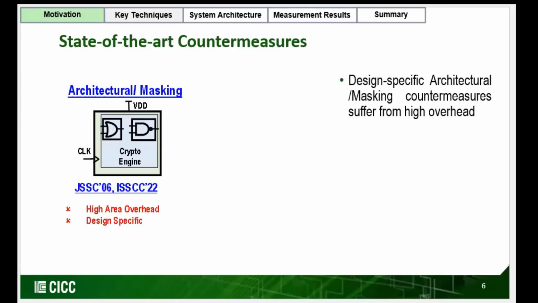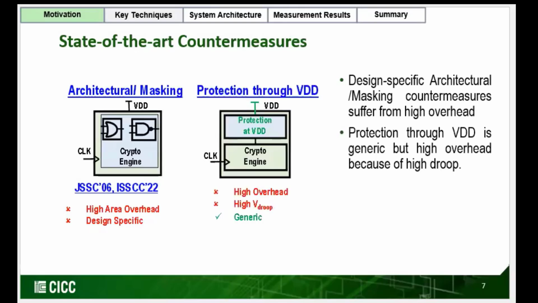The hardware security community has presented many countermeasures against this type of side channel analysis. One genre of countermeasure is called architectural or masking countermeasures. However, this is not generic and it suffers from high overhead. Now, as power side channel attack is mostly carried out through the power port or VDD port, it's intuitive to have the protection at the VDD port. This type of protection is well explored in the circuit community, but it suffers from high V droop and high area overhead. However, this type of solution is very generic in nature.